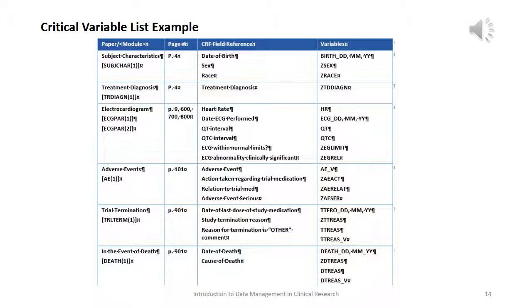So in this example, we have subject characteristics, which in this particular study are located on page 4 of our CRF. And then we have in the third column, the CRF fields and references. So in this case, you've got date of birth, sex, race. Those are all key elements that we absolutely have to collect in a clinical trial.